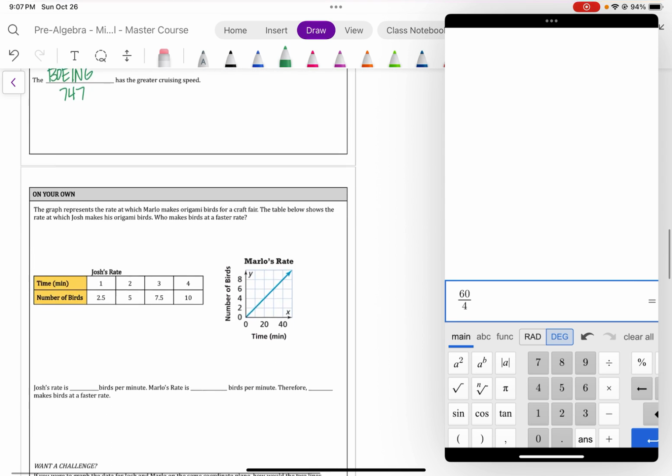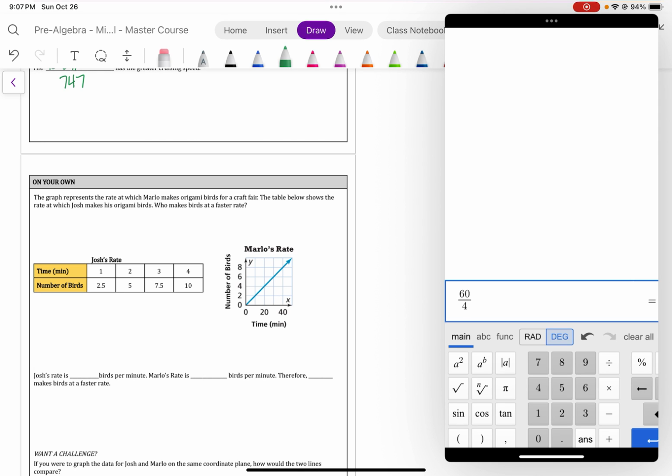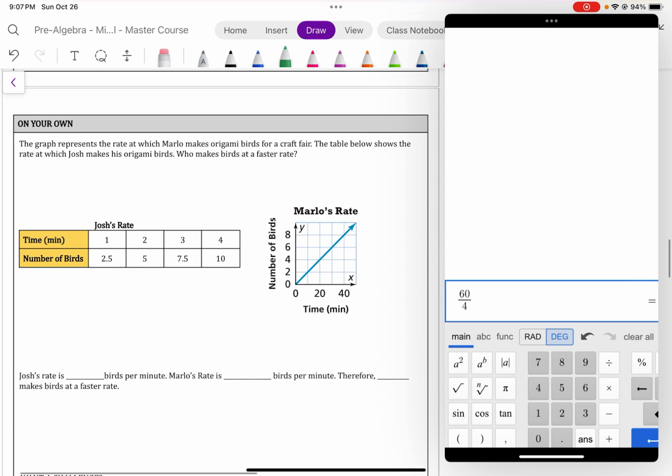Okay, now we're going to do the same thing. This says the graph represents the rate at which Mario makes origami birds for a craft fair. The table shows the rate at which Josh makes it. Okay, so we've got two different people making birds. So we can see Josh on the table and Mario on the graph. Who makes birds at a faster rate? So that's our question.